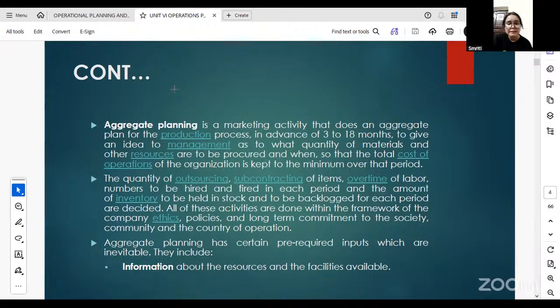Aggregate planning has certain pre-required inputs which are inevitable. They include information about the resources and the facilities available.